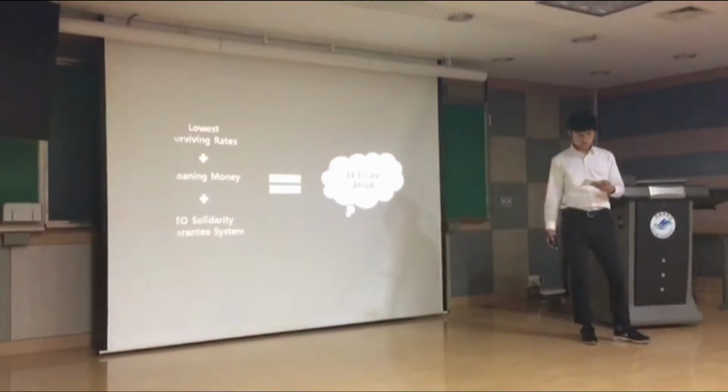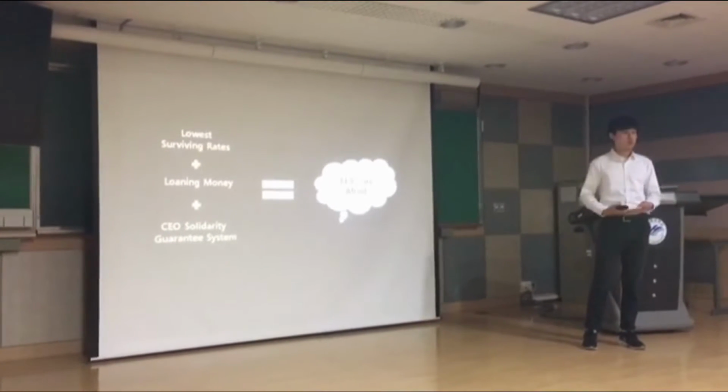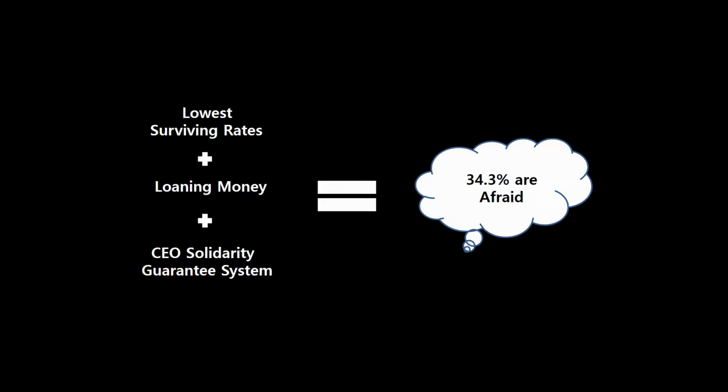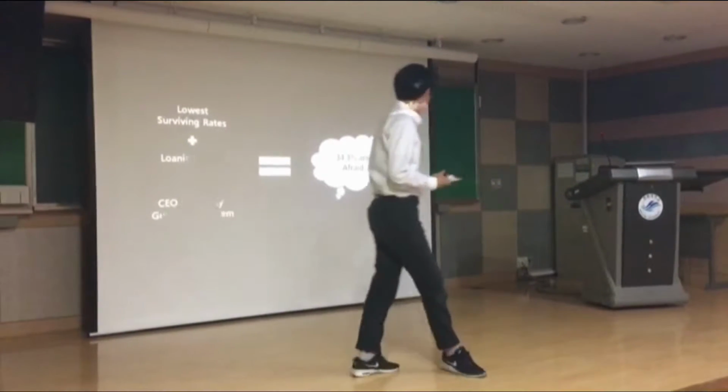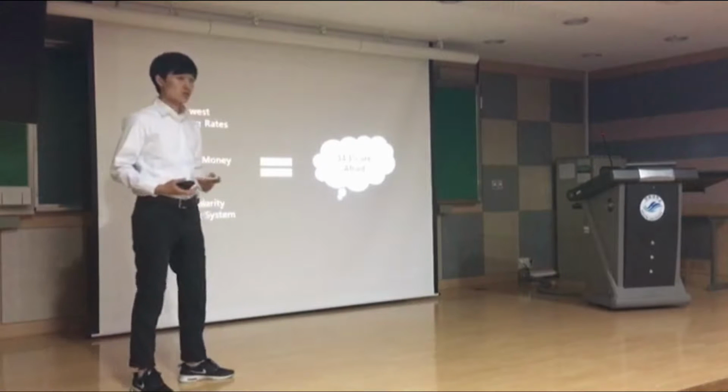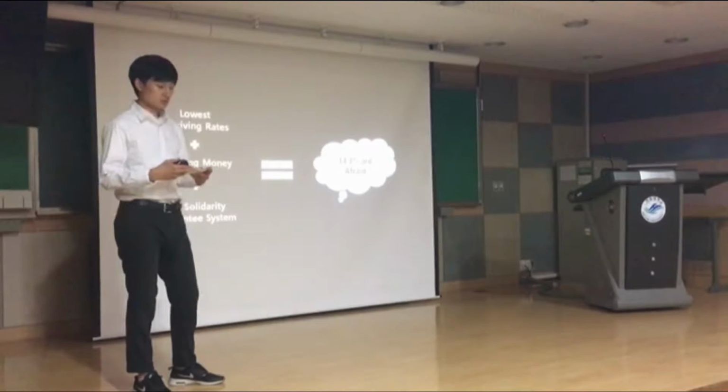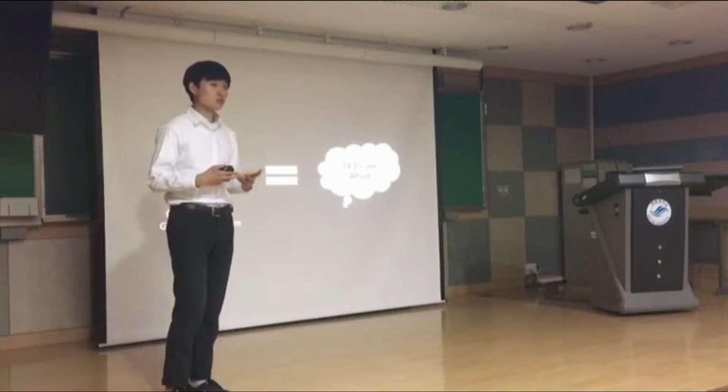However, this system is enhancing the fear for young potential CEOs. Loaning money is definitely needed to start a business, and starting a business always has the possibility of failing. Especially, Korea has the lowest rate among the OECD nations of companies surviving after 3 years from establishment. Considering these conditions, the CEO Solidarity Guarantee System gives young people the thought that failing a business leads to personal bankruptcy. Studies from the Korea Institute for Industrial Economics and Trade show that 34.3% of Korea's young venture CEOs say that the biggest obstacle to new establishments is the fear of failing and facing personal bankruptcy.